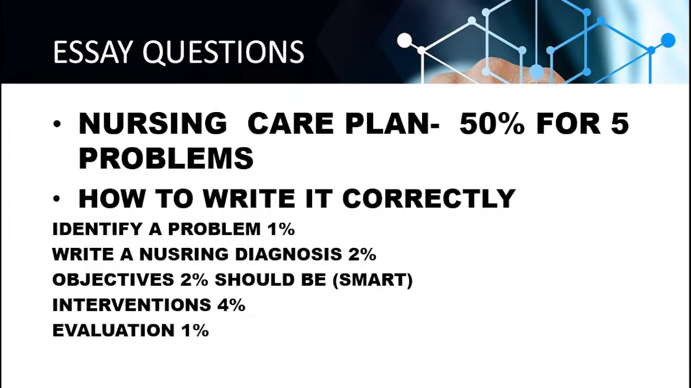And then lastly, evaluation, which is 1 mark. The English you use in your evaluation should be the same as that in your objectives, except your objectives are in future tense, your evaluation is in past participle, all right, or present tense. So the patient will have effective airway clearance. Then in your evaluation, you write the patient has effective airway clearance, okay? And you include your evidence. The evidence should match what was in the nursing diagnosis.